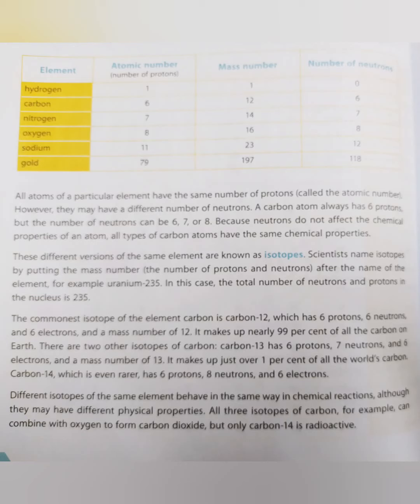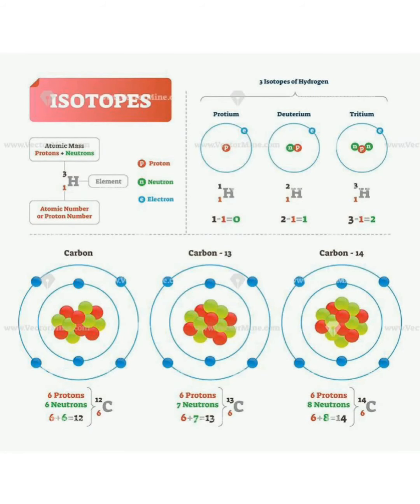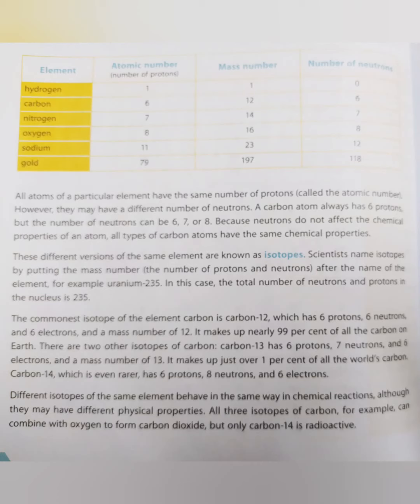In isotopes, sometimes it happens, like in carbon atom, some of its atoms have 6 neutrons, some of them have 7, and some of them have 8 neutrons. The atomic number remains same. It means electrons are 6 and protons are 6, but the number of neutrons is varying. So these different atoms are known as isotopes. These different versions of same element are known as isotopes.